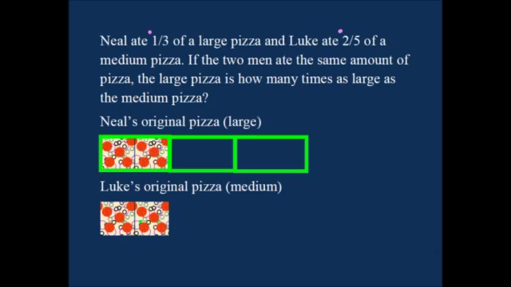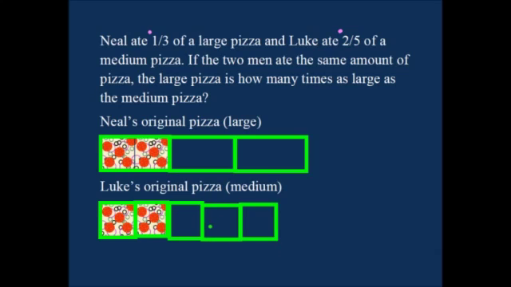Now Luke's pizza, this is 2/5, so half of this has to be 1/5. So this is 1/5 because what Luke ate was 2/5. So this is 1/5, 2/5. The whole medium pizza must have looked like 3/5, 4/5, 5/5. Now that's the concept behind the problem. So this is the large pizza, this is the medium pizza.